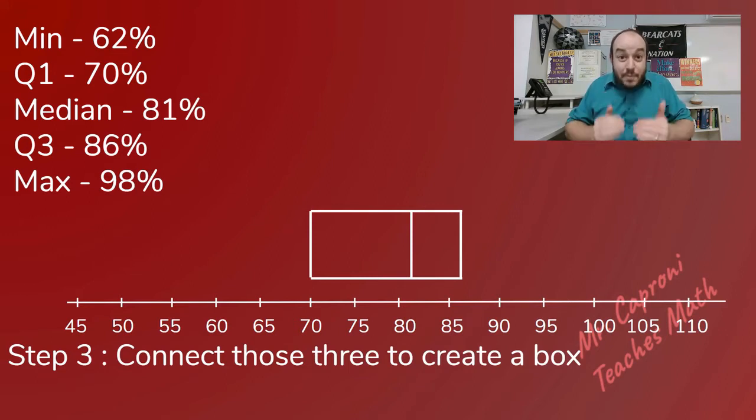Now, this is the box of our box and whisker, or our box plot, and it represents the middle 50% of our data. Remember, Q1 and Q3 help separate our data into quartiles, meaning that in front of Q1 is the first 25% of our data, and behind Q3 is the last 25% of the data, meaning that the box in between the two of those are actually the middle 50% of our data.